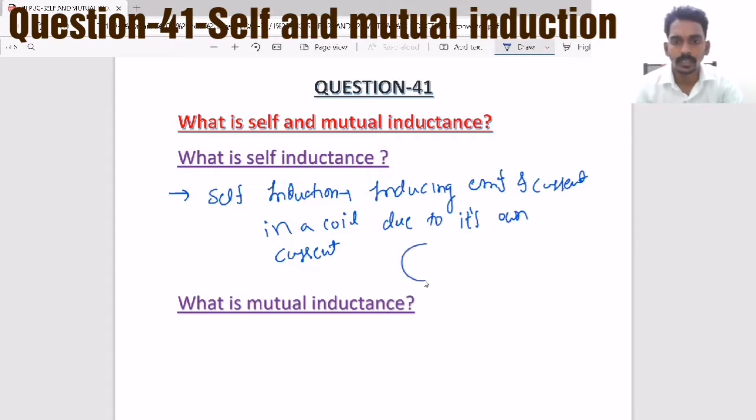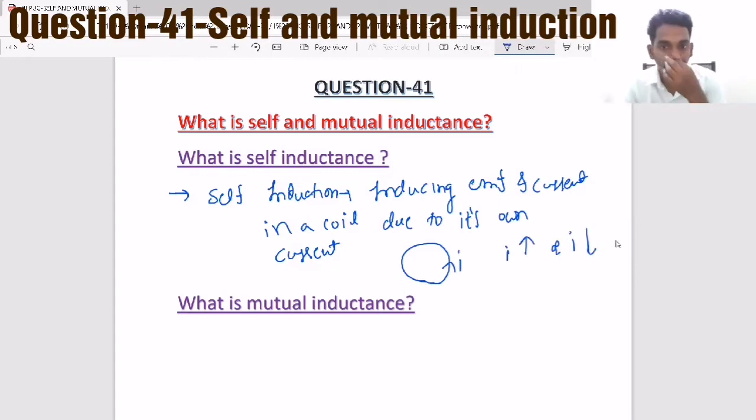Like if there is a coil and current I is there, I increasing or decreasing, then the magnetic field due to that current increases or decreases, then magnetic flux linked with that changes due to its own current. Then there is a back EMF and that phenomenon we call self-induction. The EMF induced is called self-induced EMF and the current is the self-induction current. Now the parameter which comes in this phenomenon is called self-inductance.